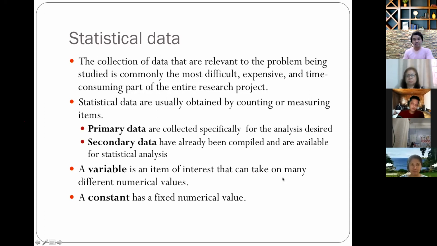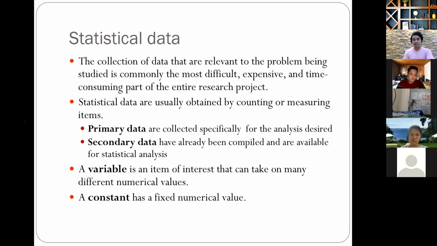A variable is an item of interest that can take on many different numerical values. Pag sinabing variable, item of interest, ito yung topic mo. Yung sinasabi ko kaninang dependent or independent variables, that are measurable, especially if your study is a quantitative research. Usually numerical siya, may mga numerical values. Kung narinig nyo na yung word na Likert scale, yung Likert scale na 5, 4, 3, 2, 1 or 4, 3, 2, 1, parang ganon.